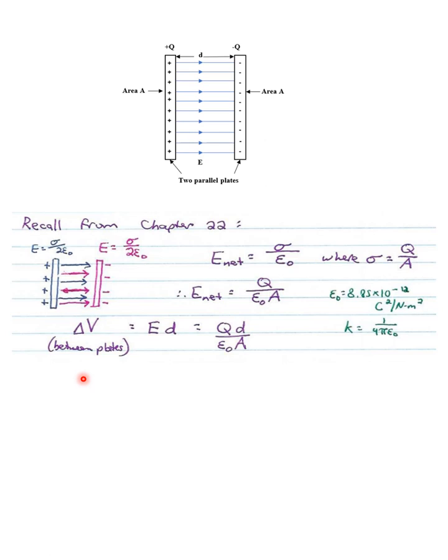Now, the voltage difference between the plates is the electric field times the distance between the plates. So the voltage difference between them is the charge Q times the distance divided by epsilon naught A.